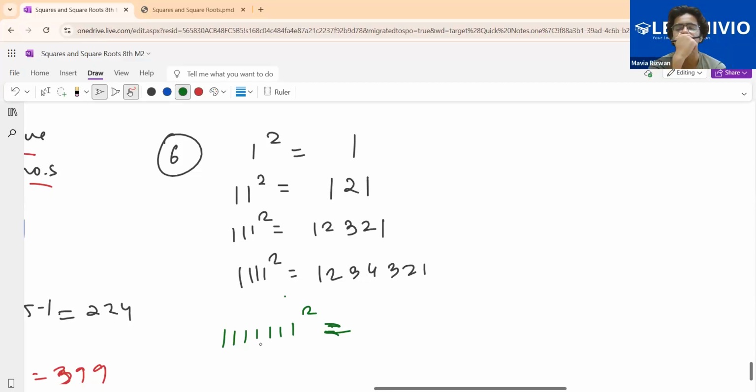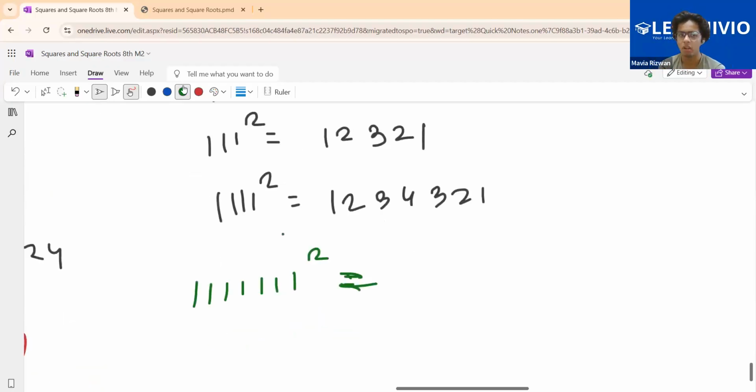Try it, think about it. See, I'll tell you. Here there are 1, 2, 3, 4, 5, 6, 7 digits now, so I'll have to write till 7. 1, 2, 3, 4, 5, 6, 7, and then backwards 7, 6, 5, 4, 3, 2, 1. This is the square of this number. Easy. Is this clear to all of you now?